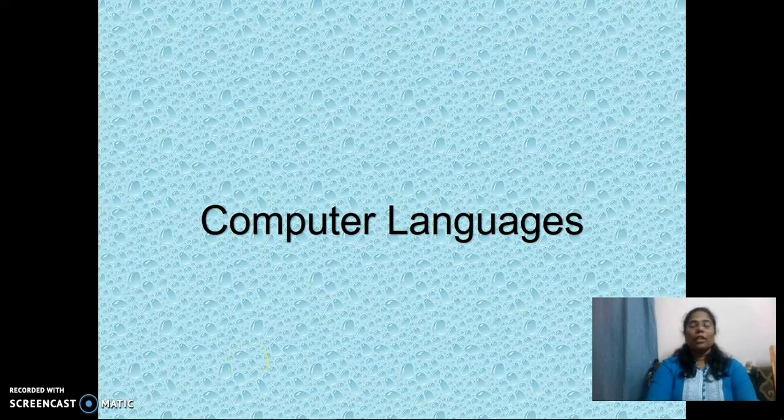Presidency School, Bangalore South. Today I am going to explain computer languages.